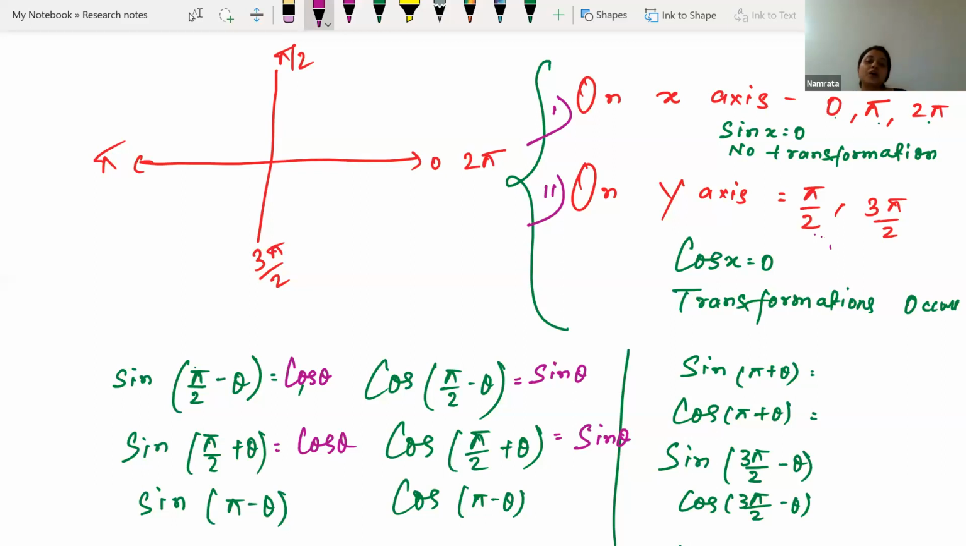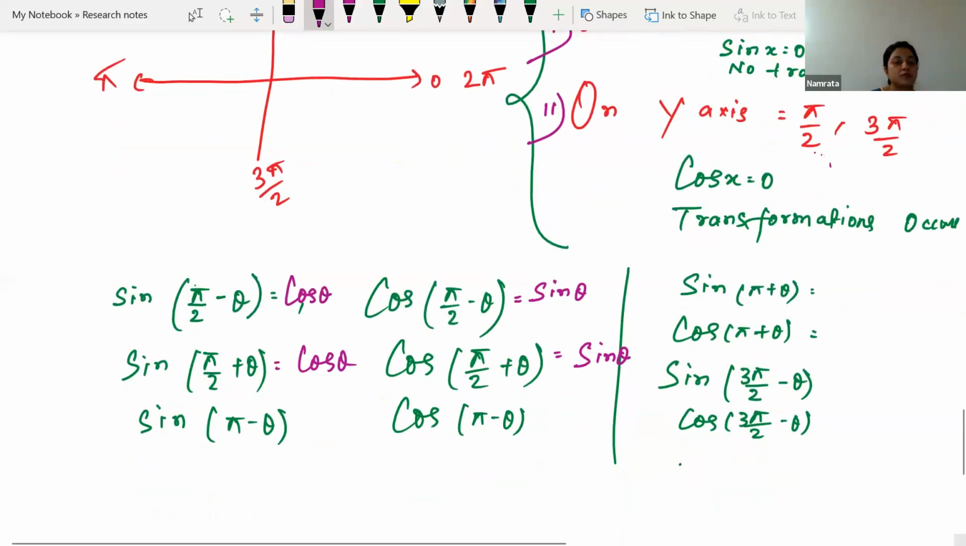Similarly, in the next one, can you see, Zan and Lina? Here we have sine of pi minus theta, cos of pi minus theta. And I said whenever we have the angle 0, pi, 2 pi, no transformation will occur. So I can see pi, I will say no transformation will occur, sine will remain sine only, cos will remain cos only. We will get back to the sign in front. That we will discuss, but let me fill everything at first.